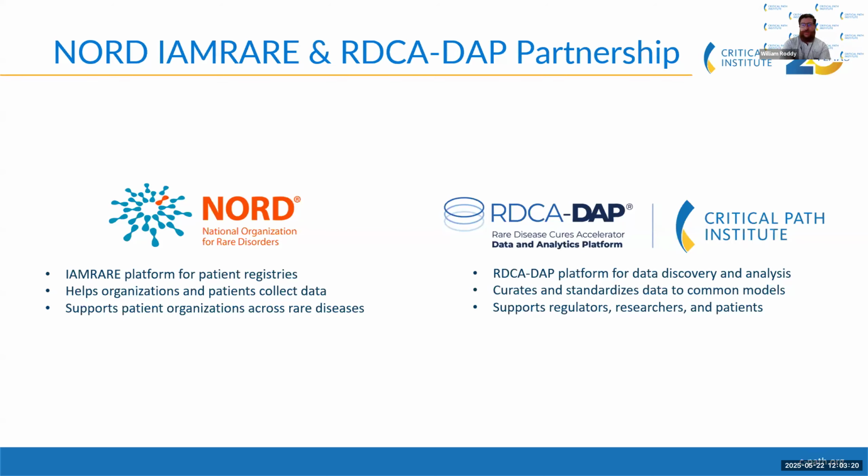I'll kick us off here and talk a little bit about the relationship between NORD, RDCA-DAP, and the Critical Path Institute. Within this context, NORD is the host for the IAMRARE platform, and the IAMRARE platform powers patient advocacy groups to support patient registries. They help with data collection, structuring the research questions, storing the data, outreach to the patients, and working directly with the patient advocacy groups. RDCA-DAP, on the other hand, is a platform for data discovery and analysis. One of the really unique things that we do is that we curate and standardize a diversity of data sources to common data models. We're really the research-facing end of things, supporting regulators, researchers, and patients who are interested in accessing that data for analysis.